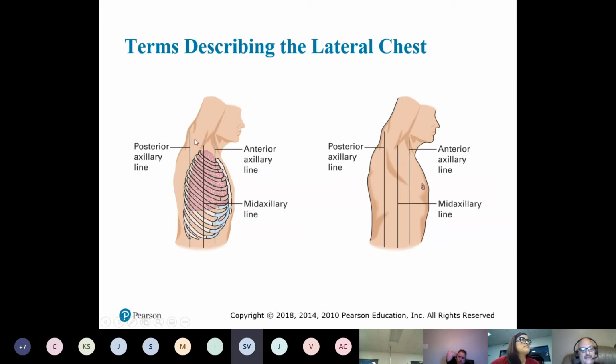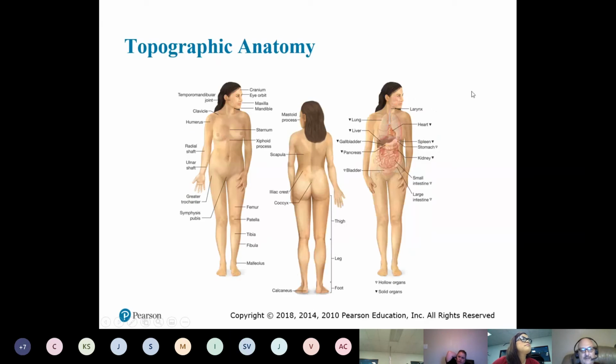All right, lateral chest, like I talked about. Remember, I showed you anterior axillary line, mid axillary line, posterior axillary line. So a little bit more topographic. We already talked about the upper and lower extremities.